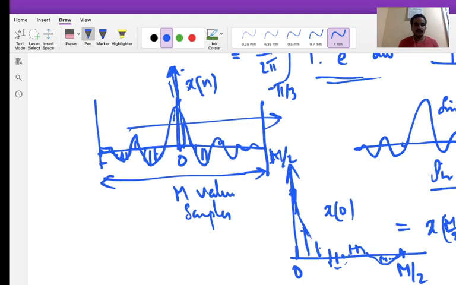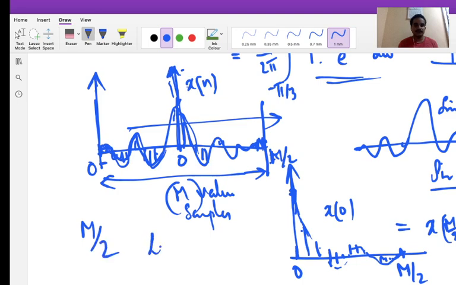In that case, your 0 will now come to this point, or this will shift to the right, such that your signal is like this. Now if you observe, you can see that this value is the same here, the second value is the same as here, the third value is the same as here. So if you shift it to the right by m by 2, then your signal becomes linear phase also. So now your system is linear phase.